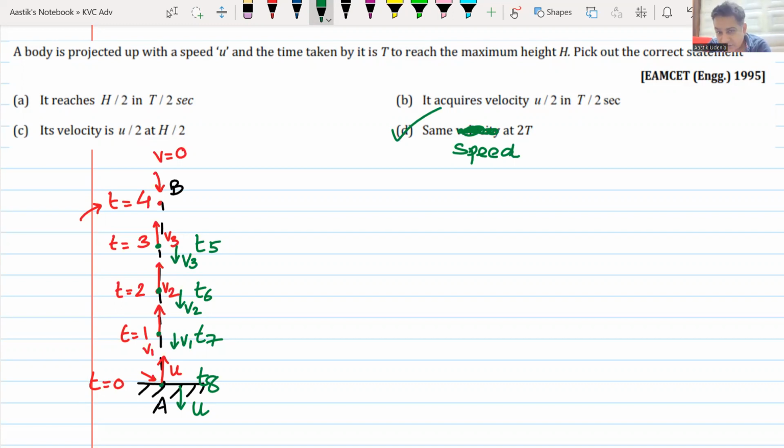Do we understand this? So the answer for this case is D. It will come down with the same speed. We cannot say same velocity because in the first case velocity was upwards, and in the second case velocity is downwards. Do we understand this? Yes or no?